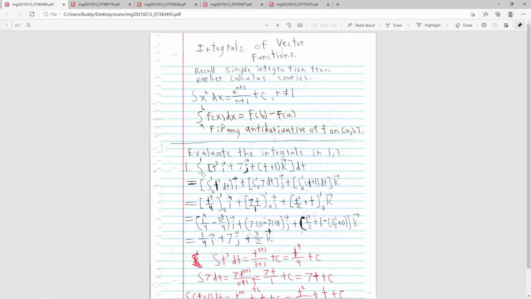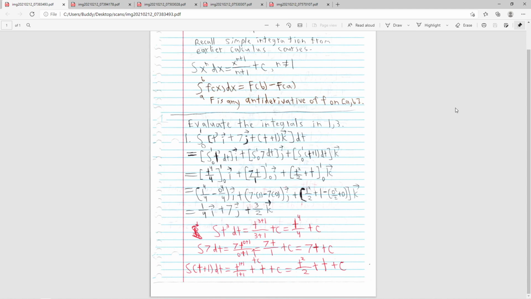When you have definite integrals, it does not have a constant. This is just one form of writing the basic form of a definite integral, and you'll see it in the examples. In this first one, you basically integrate part by part, similar to how you take derivatives for each component. The integral of t cubed, with 1 and 0 as the limits, and then 7, and t plus 1.